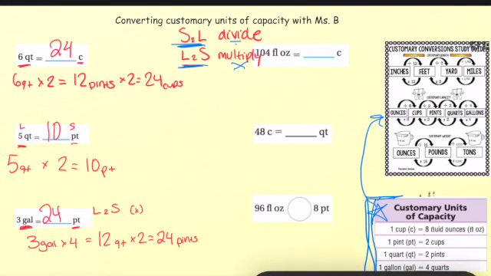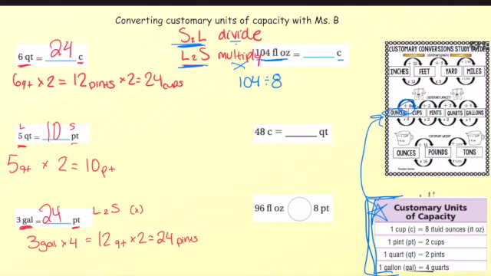Let's go ahead and do the next problem. So we are going from 104 fluid ounces to cups. So fluid ounces, let's go ahead and circle it, fluid ounces to cups. So we're going from something that's smaller to something that's larger. And when we go from something that's smaller to something that's larger, we divide. So let's go ahead and write 104 fluid ounces divided by what? Well, divided by 8.